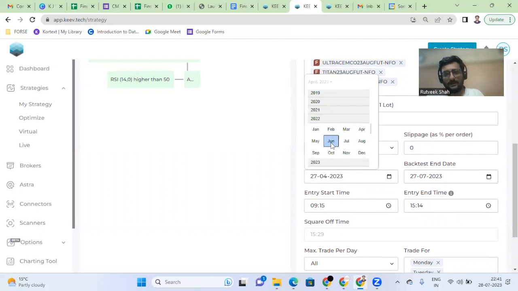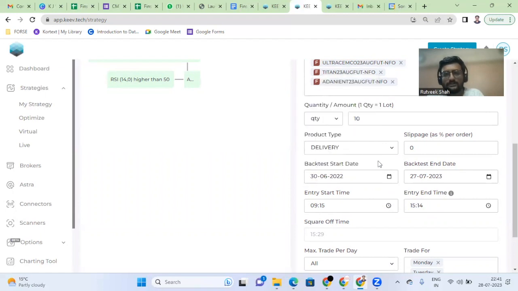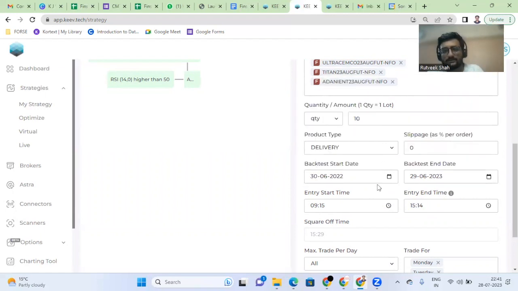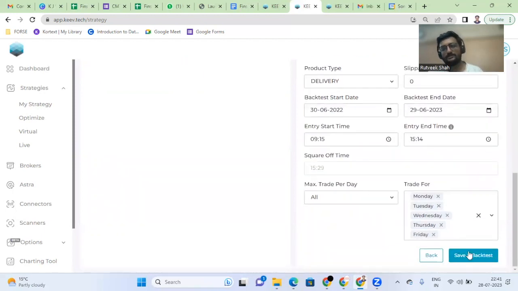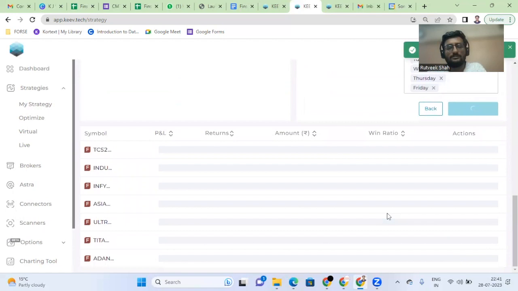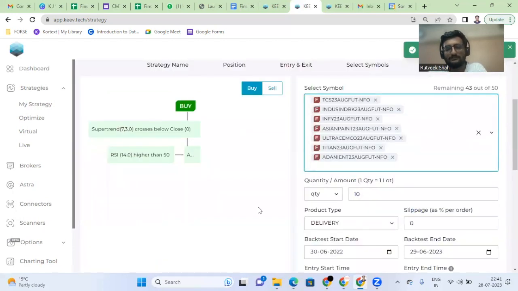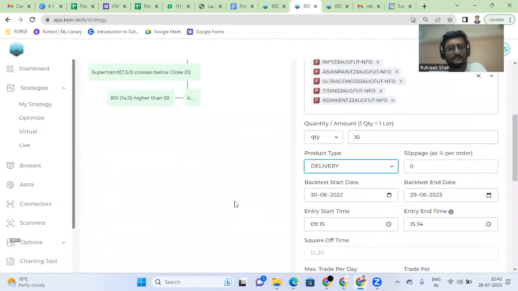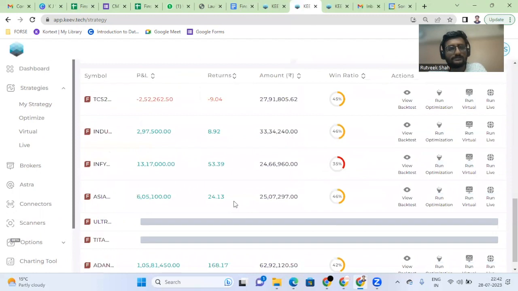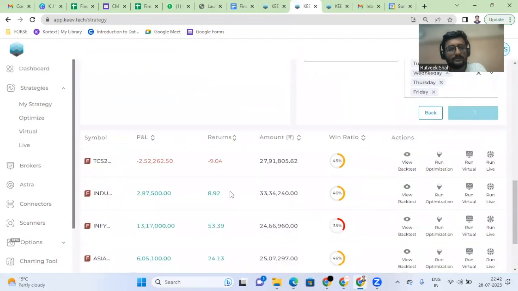So here I'm going to backtest it from June 30th to the 29th of next year. So we'll backtest the strategy for a year and we'll see how the strategy has performed. Here we'll have to wait for 5 to 10 seconds for the system to give us a proper result. So we are seeing that Infosys has given us a good return.